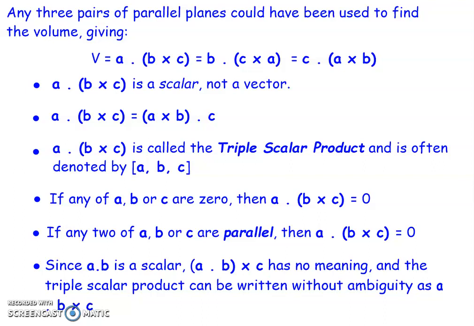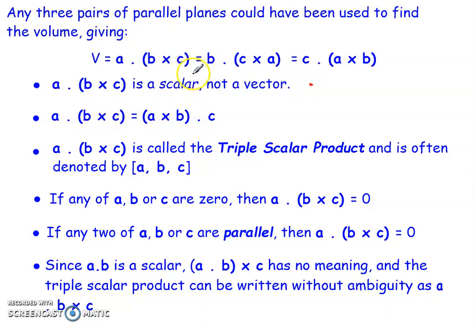It doesn't matter which pair we use to define our base, if you like, as long as we define it using two non-parallel vectors, we've always got a plane there. Big point here, as I mentioned before, it's a scalar. It's not a vector. We can't have a volume which is a vector.